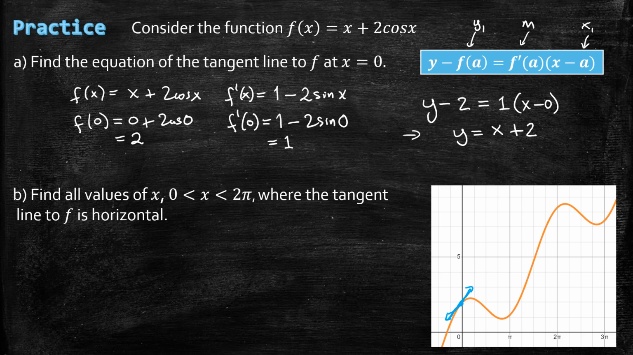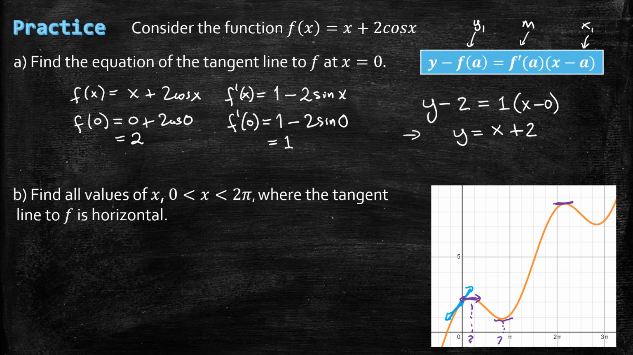And now we're going to find all the values between 0 and 2 pi where the tangent line to f is horizontal. So what are we looking at here? Maybe use a different color. It looks like it's horizontal there, wherever that place is, and also here, wherever that is. It's also horizontal here, but that's beyond 2 pi, so we don't really have to consider that.